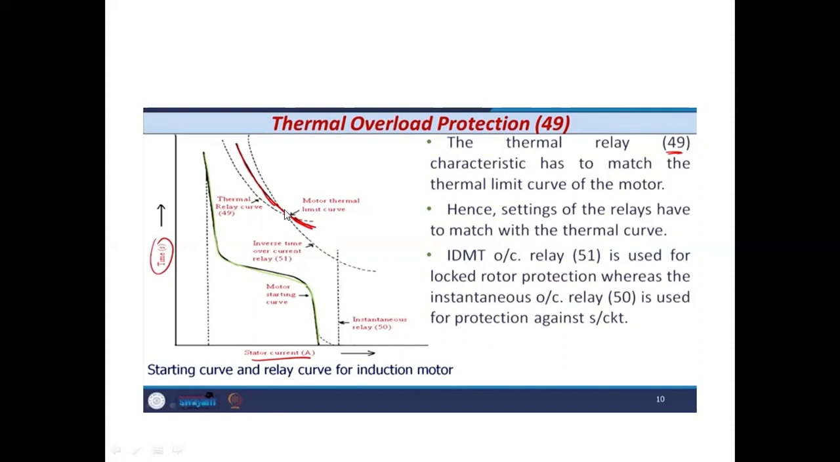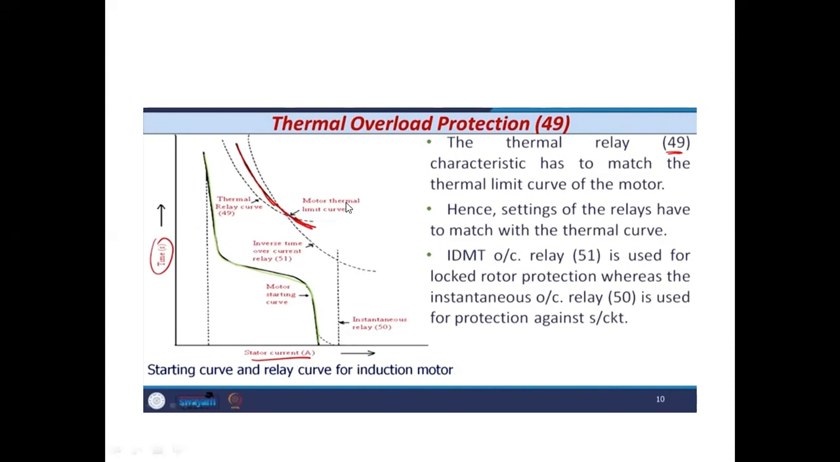So by this curve, that is the darker curve, this is the motor thermal limit curve. So the thermal relay characteristics should exactly match the motor thermal limit curve, and it should be just exactly below this curve. Because if this curve is above the thermal limit curve, then the motor or insulation of the motor may burn.